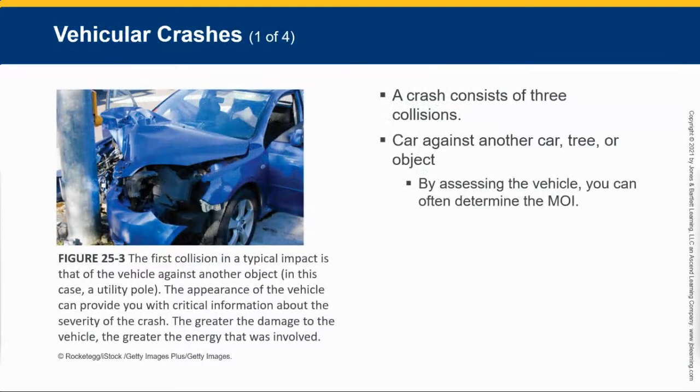So there's actually 3 crashes or 3 collisions in every motor vehicle collision. Typically, you have the car that strikes another thing. That could be a bridge abutment or another car or a tree or whatever. And by looking at the vehicle itself and what kind of damage there is to it, we can determine the force that was exerted. Obviously, a slower moving vehicle is not going to have nearly as much damage typically as a vehicle that was traveling at a higher rate of speed when it impacted a stationary object, and that type of thing. So collision number 1 is going to be the vehicle against whatever the object is.